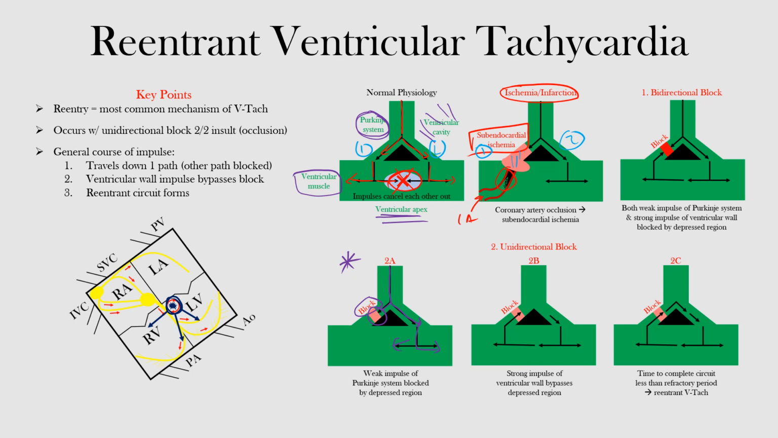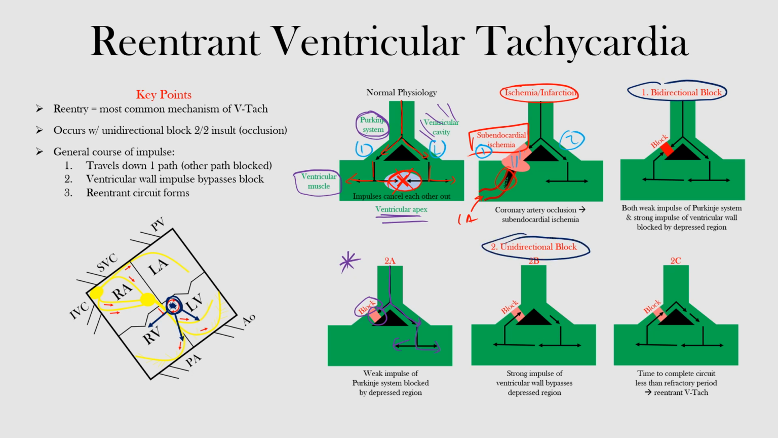As it spreads towards the region that was blocked, the stronger ventricular impulse will either be able to propel the impulse retrogradely through the depressed region, or it will remain blocked. If it can get through, this means a unidirectional block is present, and if it can't get through, that means a bidirectional block is present.